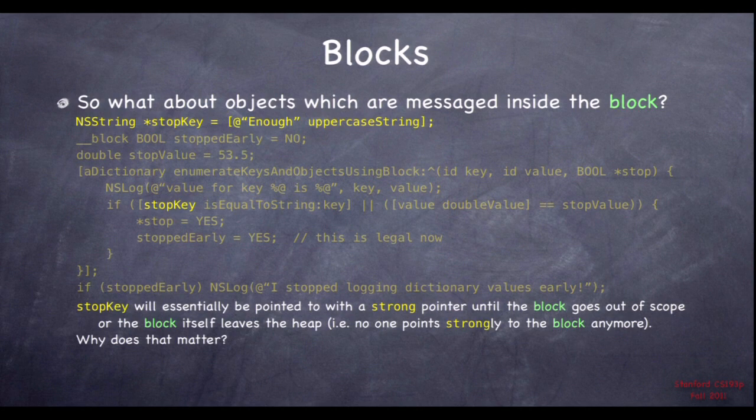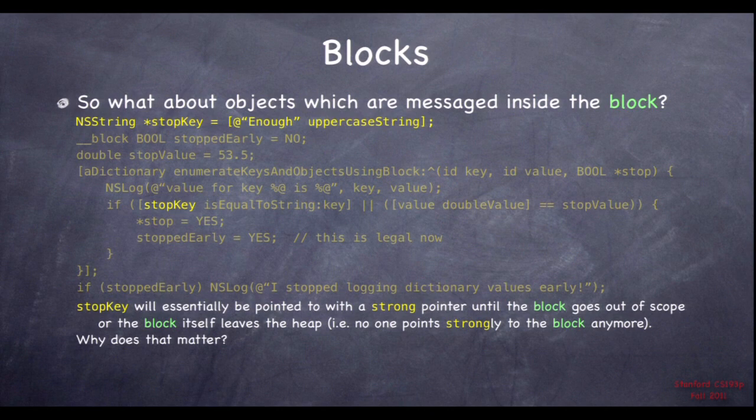Okay, and those messages might modify. You might set a property on stop key or something if it were something that had properties. But there's a little bit of a memory thing to think about here. Because this block, in this particular method, gets executed pretty much right away, which is fine. But what if this block were just held onto by the dictionary and it executed at some later time? Well, in that case, stop key better stay in memory. It better stay in the heap.